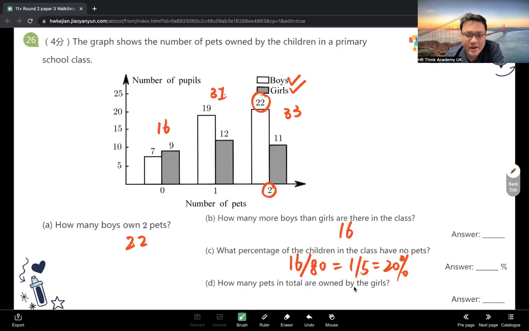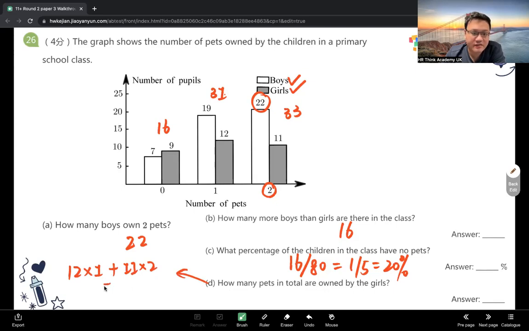And last question, how many pets in total are owned by the girls? So to get that, you cannot use 9 plus 12 plus 11, because that 9 means 0, right? So 9 girls owned nothing, owned no pets. So that will be 12. For this one, it should be 12 girls, and each of that 12 girls owned 1 pet. And then for this 11 girls, each of that girl owns 2 pets.